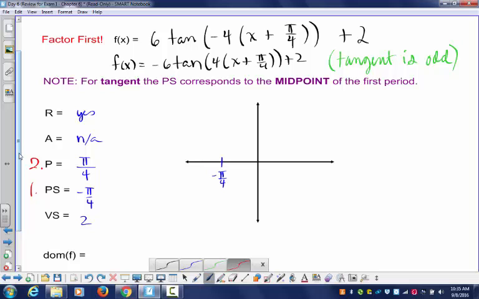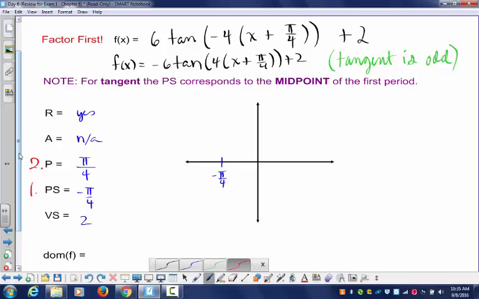But for tangent, the first period starts at negative pi over 2 and ends at pi. So the basic characteristic is different here, where the phase shift is going to correspond to the middle of the graph, not the left edge of the graph. So we have to take an interval of length pi over 4 and place it right there where the midpoint is negative pi over 4.